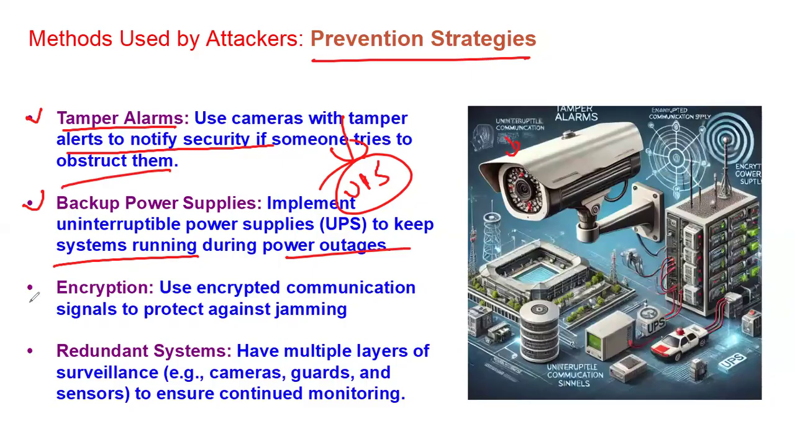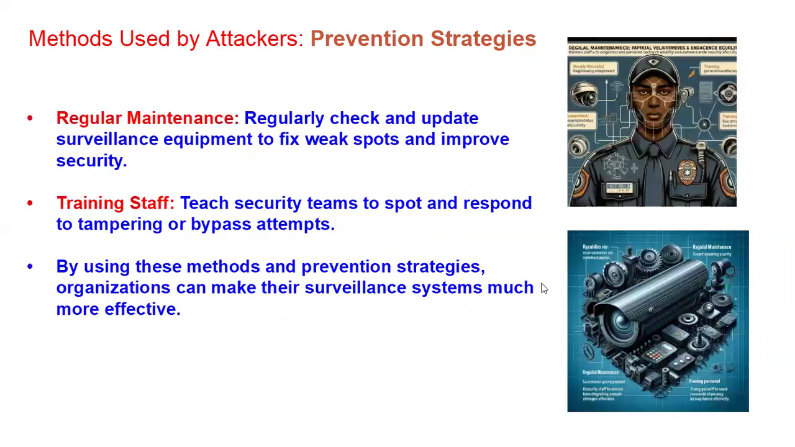Then you should use encryption as well. Use encrypted communication signals to protect against jamming. Then you should have a redundant system, with multiple layers of surveillance like cameras, guards, and sensors, to ensure continued monitoring. So these are the prevention strategies.